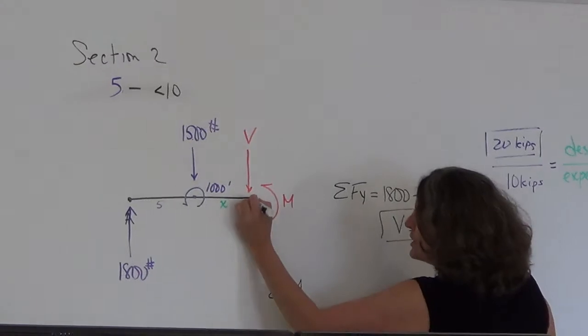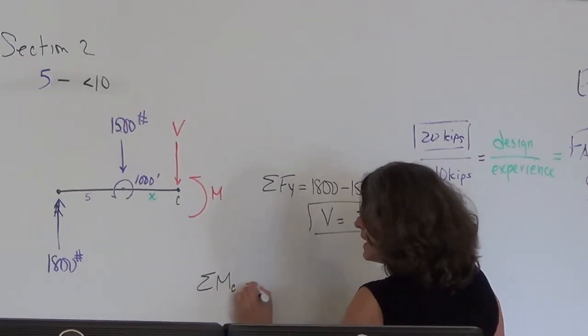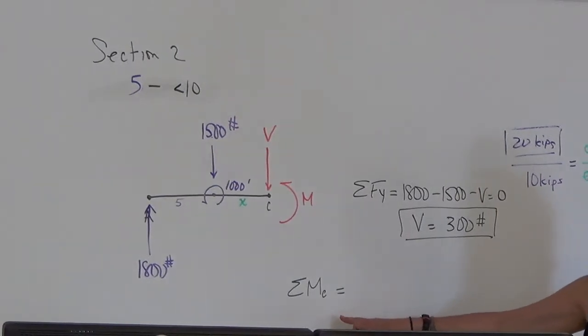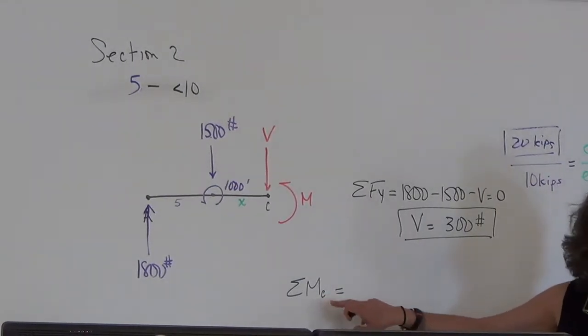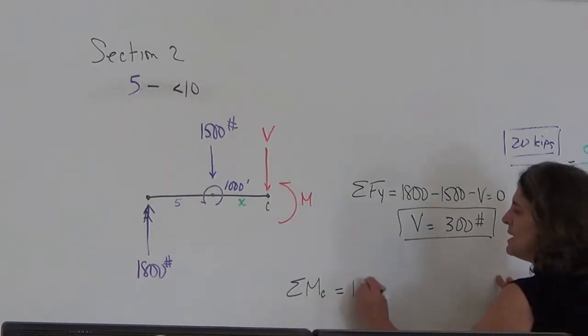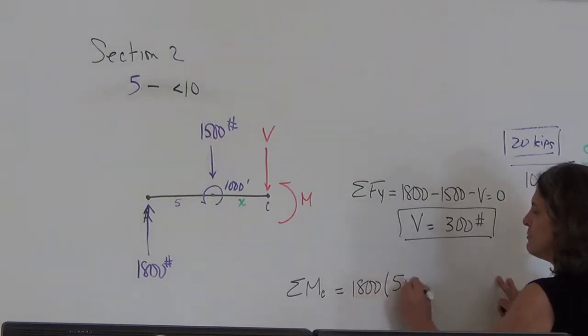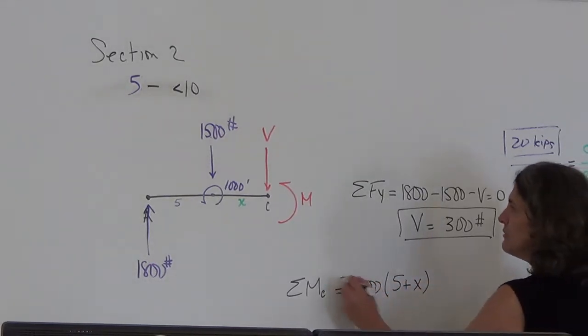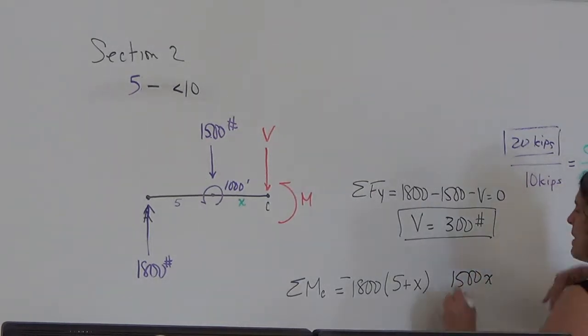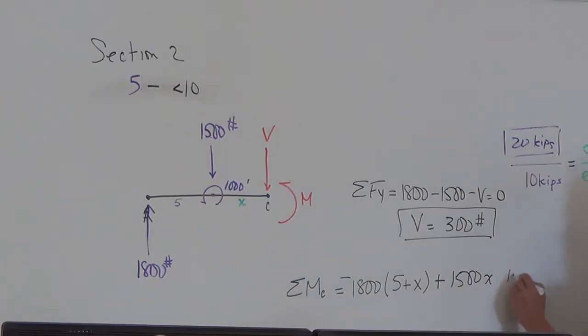Sum of the moments about the cut. Some of you on the exam have to tell me where you're finding the moment about. You have to put the x-axis through point C or whatever. You have to tell me that. So sum of the moments: 1,800 times (5 plus x) negative, 1,500 times x positive, plus 1,000 plus M equals 0.